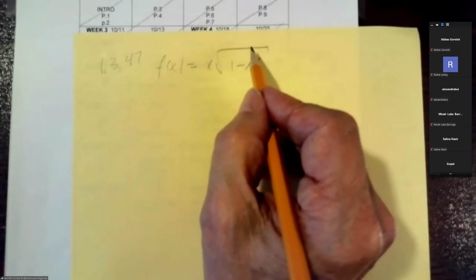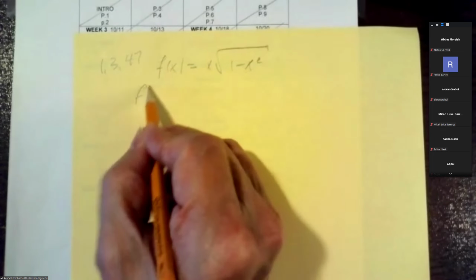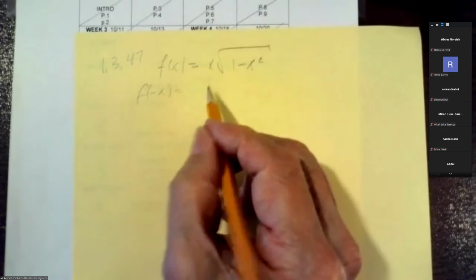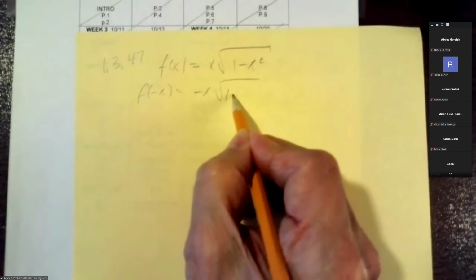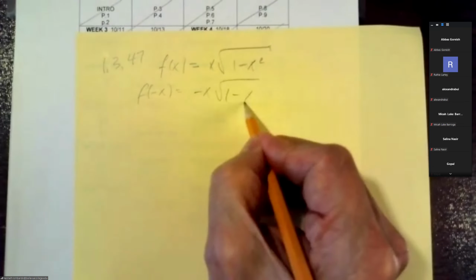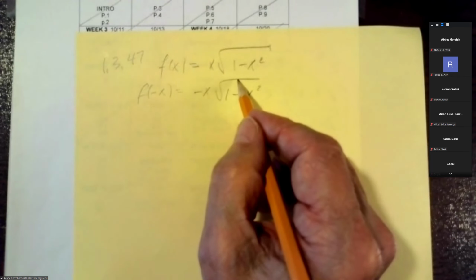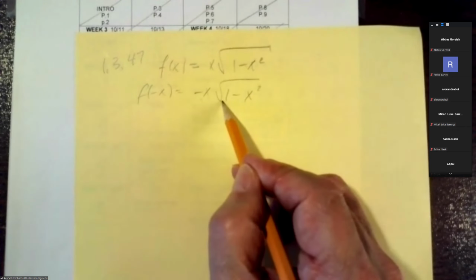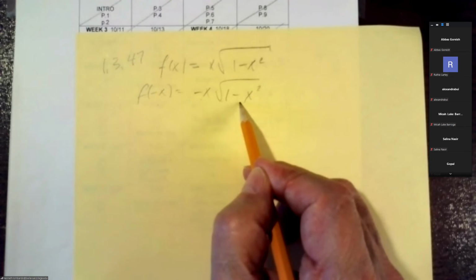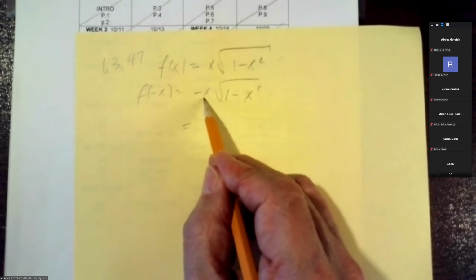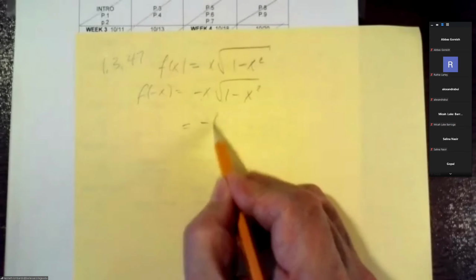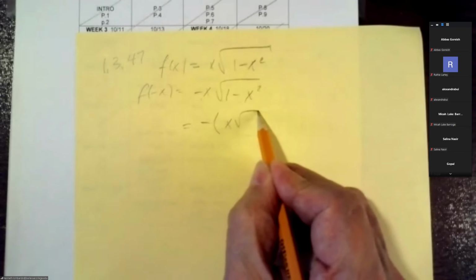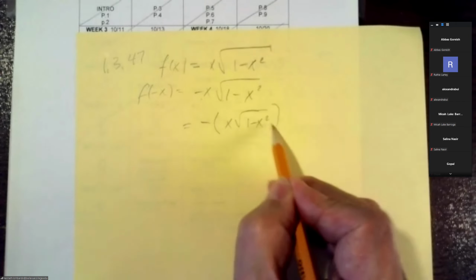And so if we want to see if it's even or odd, we put a negative x in here, don't we? Negative x times 1 minus, put in a negative x, it's still going to be the same. We're just going to square it. So f at negative x is negative x root 1 minus x squared. I guess I could say that is negative times x root 1 minus x squared if we want to bring that out.